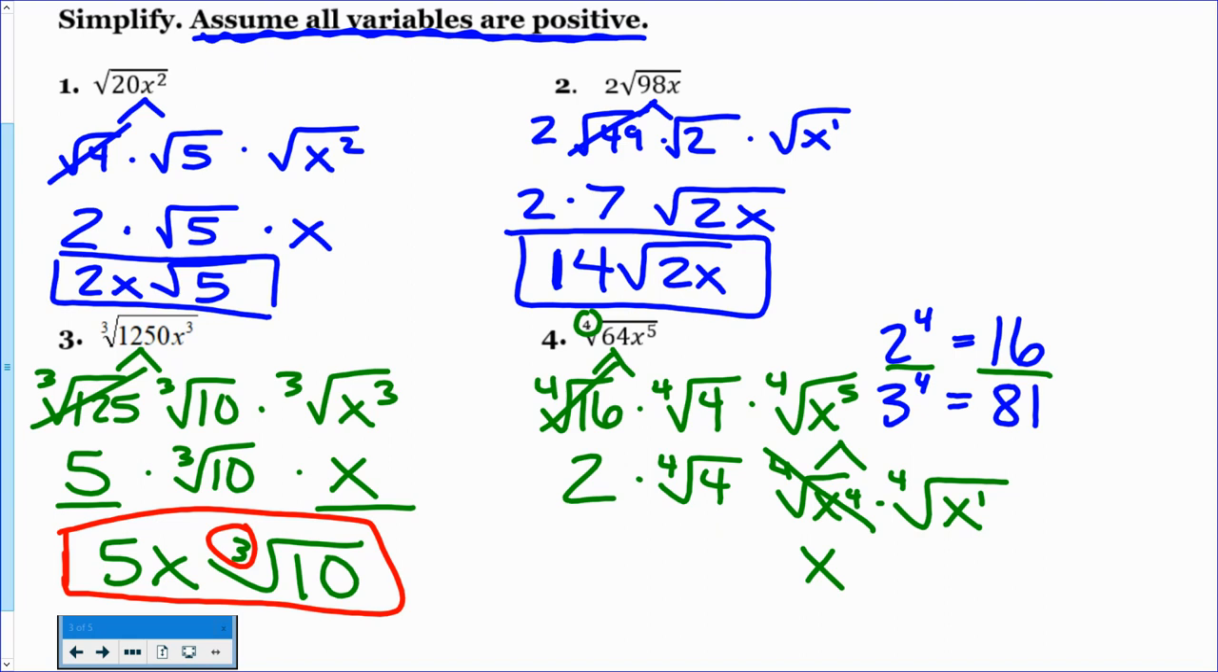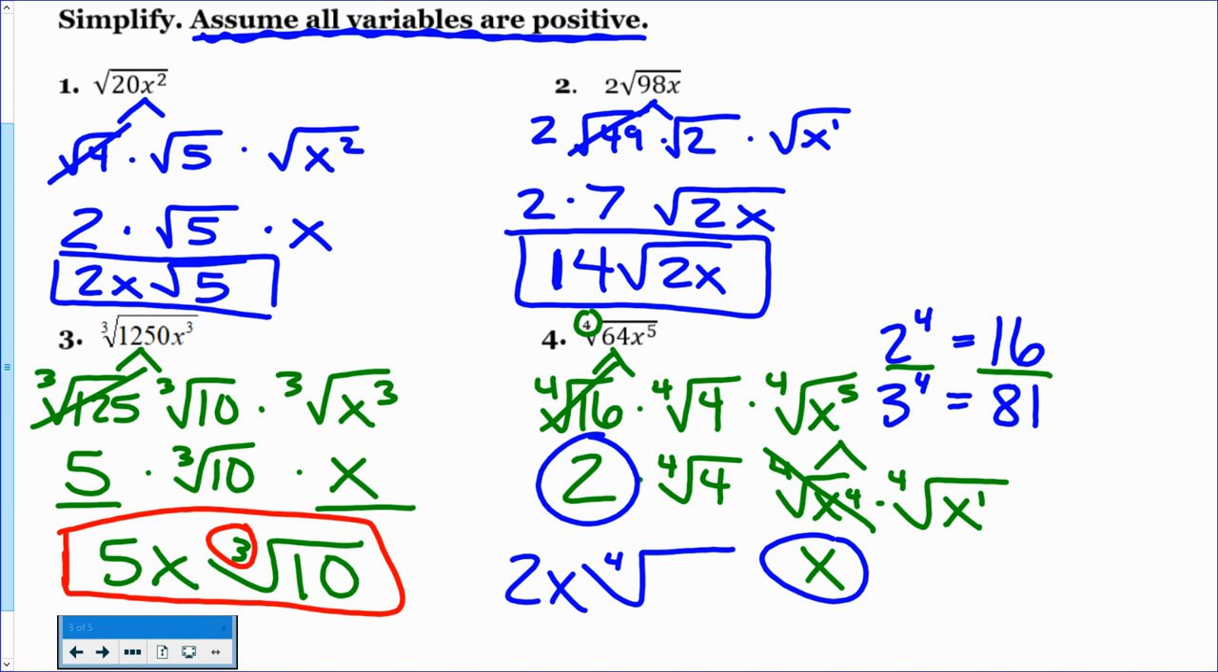Remember, we said assume all variables are positive, so I won't need absolute values. I can't take the 4th root of x. So I've got the x and the 2 that will come out in front. Don't forget, you're going to need to put that index as a 4. And then I've got the fourth root of 4 and x.